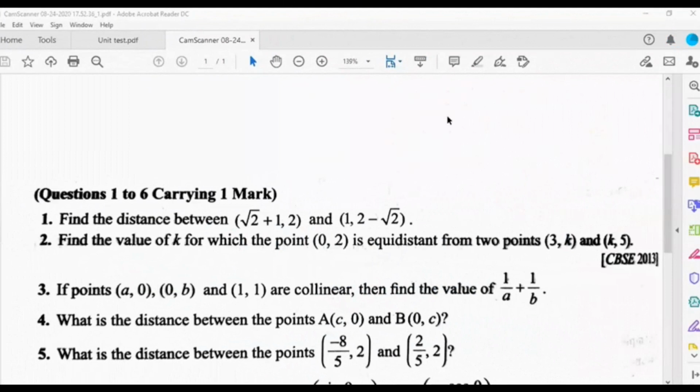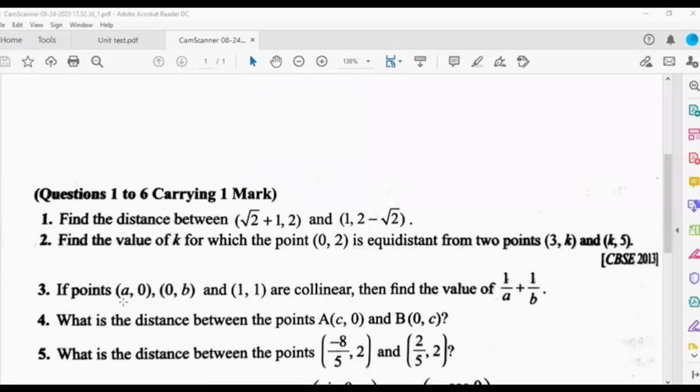Now come to the third question. We want to imagine the picture. How will this picture be? The statement is: the points A(a, 0), B(0, b) and (1, 1) are collinear. Collinear means they lie on the same line.